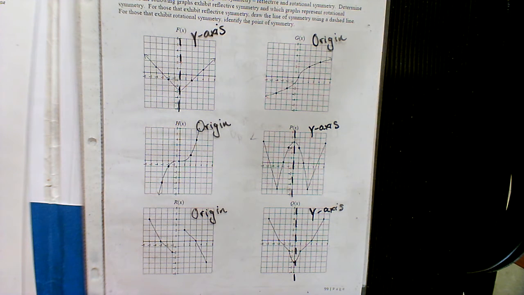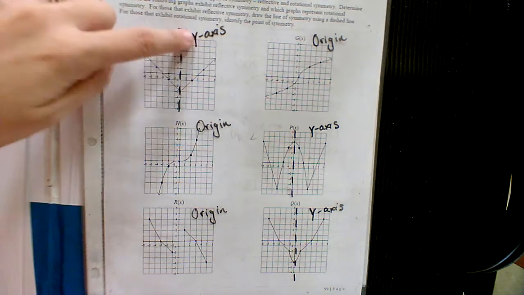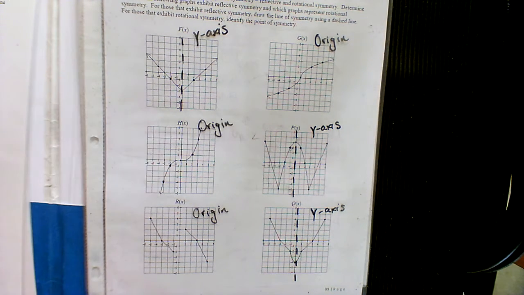We're going to dive a little bit deeper into that later on in the unit. But we're specifically going to take a look at y-axis and origin symmetry a little bit more in this section. I would say these are the more common types, these two.